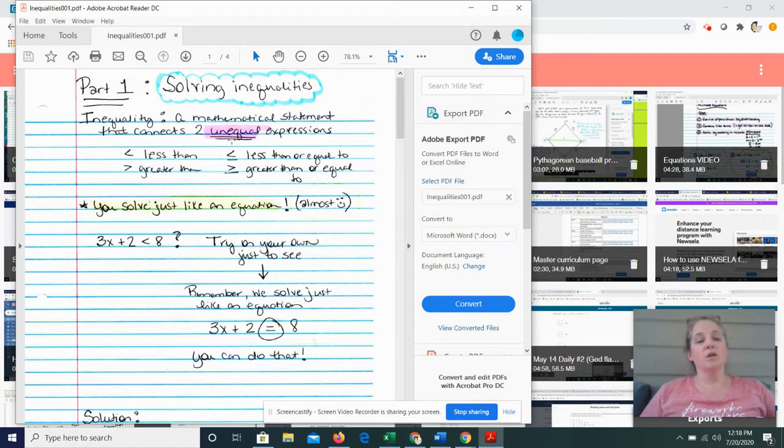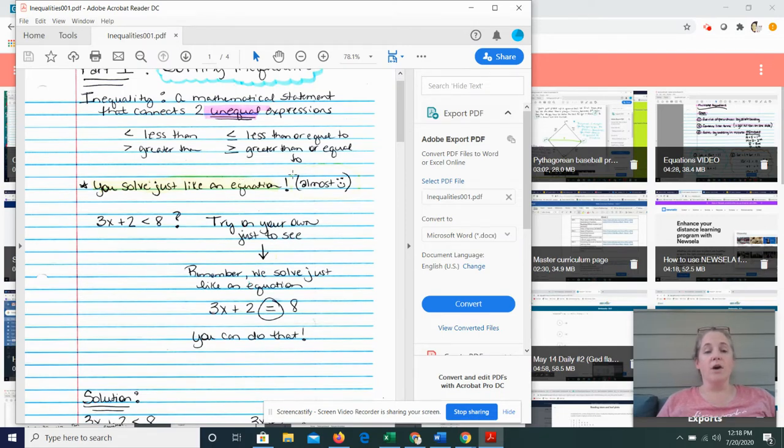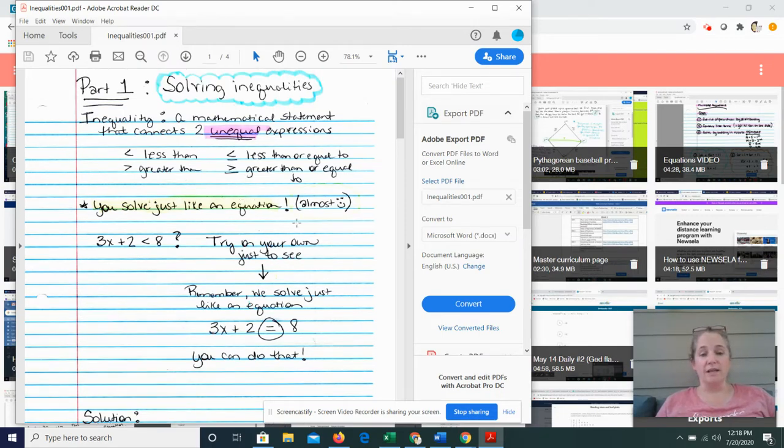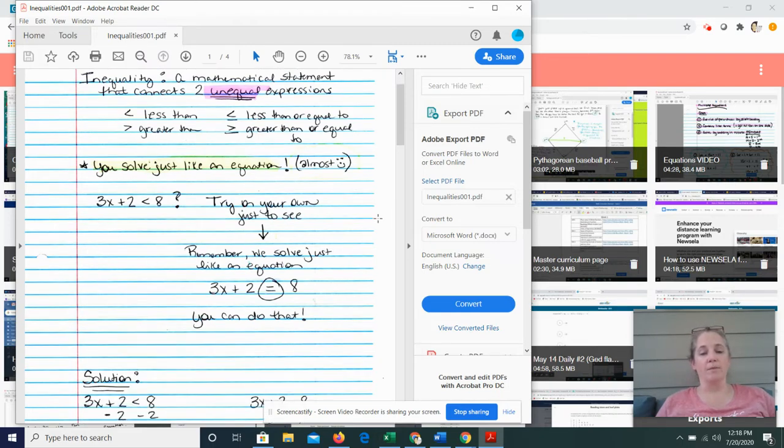This is unequal. So instead of having an equal sign, that would be an equation, you have something that looks like this. It can either be less than, greater than, less than or equal to, greater than or equal to. So it can be any of those 4. The awesome part is that you solve it just like an equation, almost. There's one little caveat that we'll talk about in a little bit.